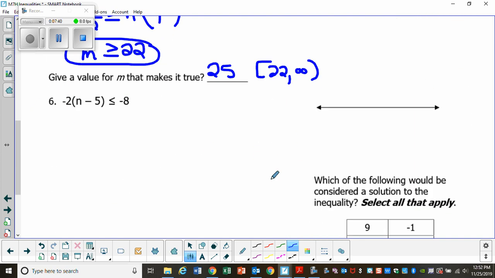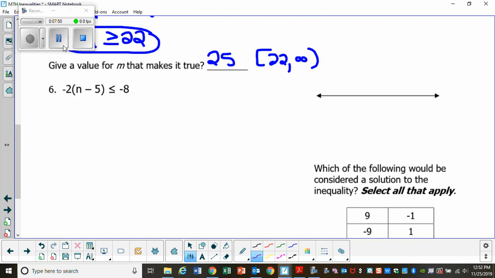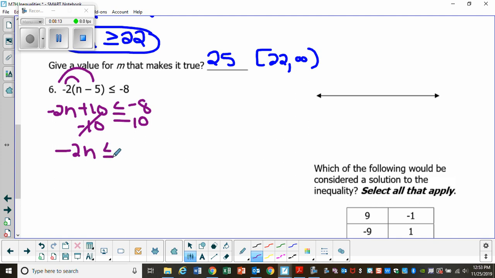Now, this next inequality has the distributive property. So to simplify it, you're going to want to first distribute and then solve it like a two-step. So we want to distribute the negative 2 here to the n term and to the negative 5 term. Negative 2 times n is negative 2n. And then negative 2 times negative 5 is positive 10. Now that we distributed, we have a two-step. So we're going to subtract 10, which is the constant, and we're left with negative 2n is less than or equal to negative 18.